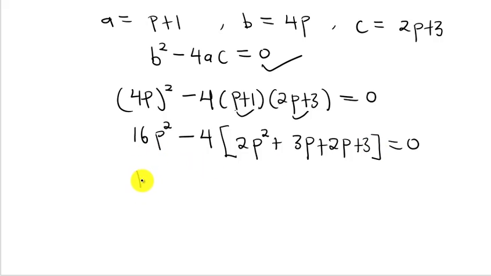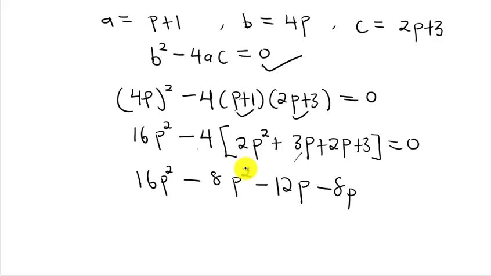So we have our 16p². We use the minus 4 to multiply everything in the bracket. So this gives us minus 8p². The same minus 4 times 3p gives us minus 12p. The same minus 4 multiplies the 2p, and this gives us minus 8p. The same minus 4 once again multiplies the positive 3, and that gives us minus 12, and that is equal to 0.